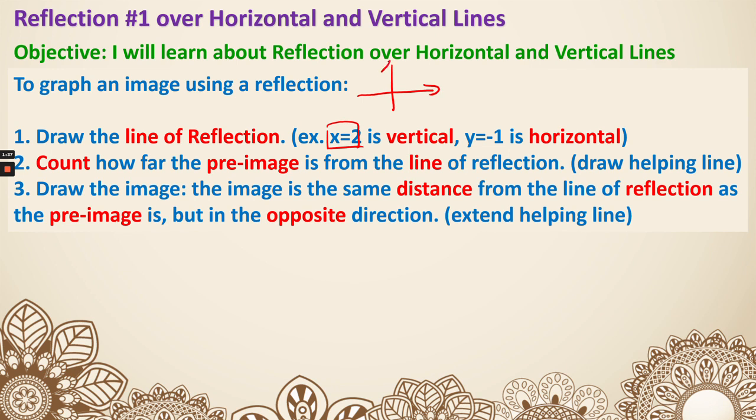This is our coordinate system. X equals 2 means it is crossing the x-axis at 2, so it is a vertical line. Next, y equals -1 is going to be a horizontal line because that means it's crossing y at -1. Then we're going to count how far the pre-image is from the line of reflection. That means we're going to draw some helping lines. And then afterwards, we are going to draw the image by using the same distance from the line of reflection, but going in the opposite direction. You'll see how this works when we get to an example.